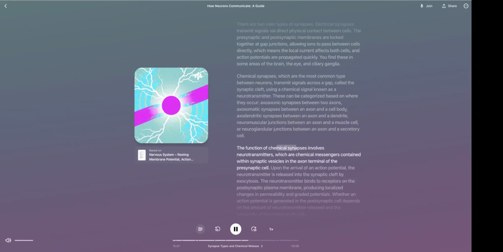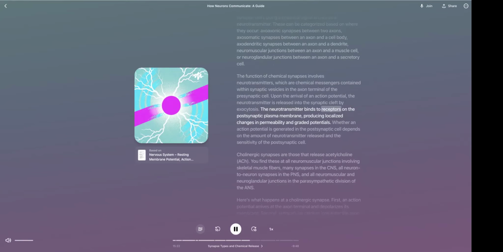The function of chemical synapses involves neurotransmitters, which are chemical messengers contained within synaptic vesicles in the axon terminal of the presynaptic cell. Upon the arrival of an action potential, the neurotransmitter is released into the synaptic cleft by exocytosis. The neurotransmitter binds to receptors on the postsynaptic plasma membrane, producing localized changes in permeability and graded potentials. Whether an action potential is generated in the postsynaptic cell depends on the amount of neurotransmitter released and the sensitivity of the postsynaptic cell. Cholinergic synapses are those that release acetylcholine.